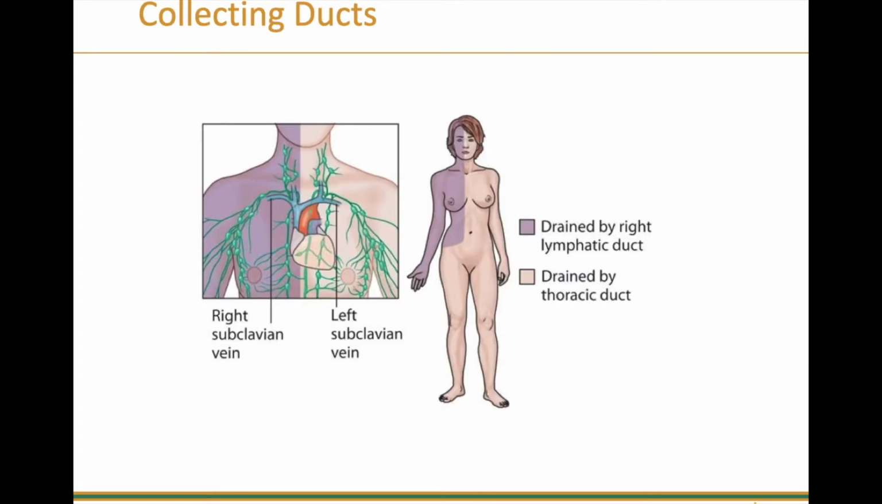This figure shows the area drained by the different parts. The right lymphatic duct drains lymph from the upper right quadrant of the body, the purple area on this figure, and it drains into the right subclavian vein. Then the thoracic duct drains lymph from the rest of the body into the left subclavian vein. So the upper right half of the body is drained by the right lymphatic duct, everything else is drained by the thoracic duct, and they merge into the subclavian veins. That's how the lymph is returned to the blood.